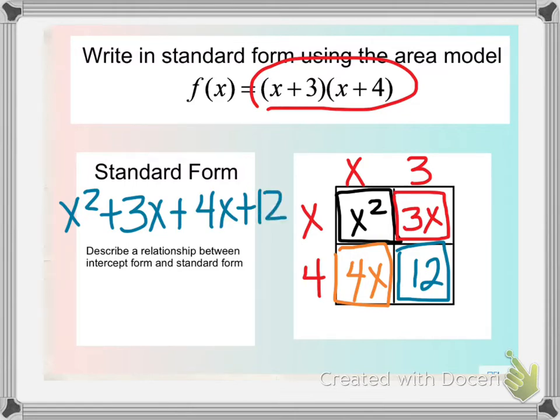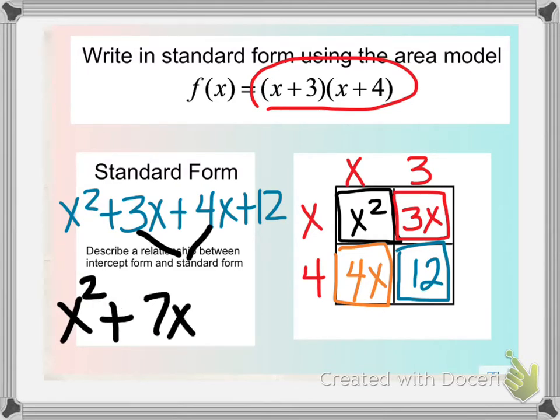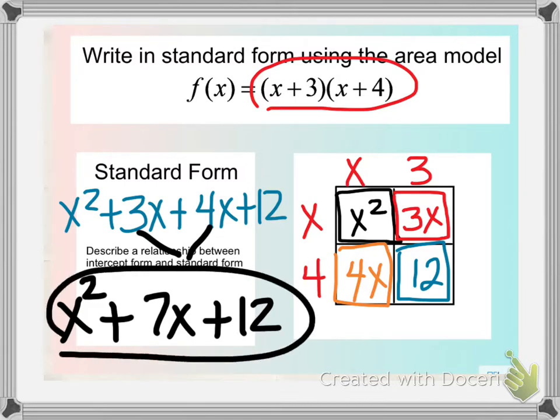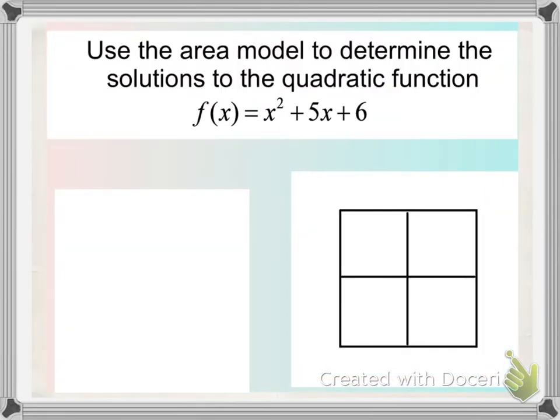And I notice that I have some common terms, 3x and 4x. So to completely simplify, I combine my like terms. 3x plus 4x is 7x, and then plus 12. So this is my simplified version, and the one I started with is my factor version. And we want to go in the reverse order. So now, if we want to use the area model to determine the factors, we're starting with our simplified form.